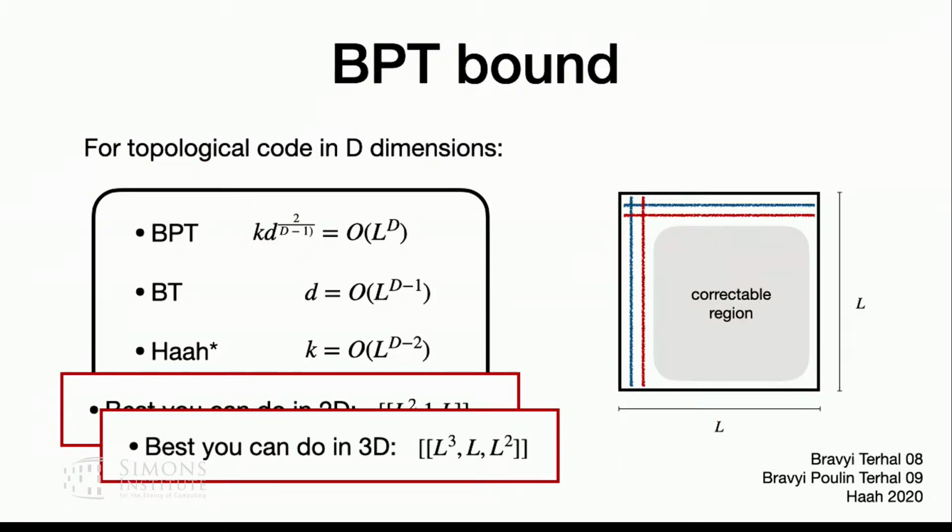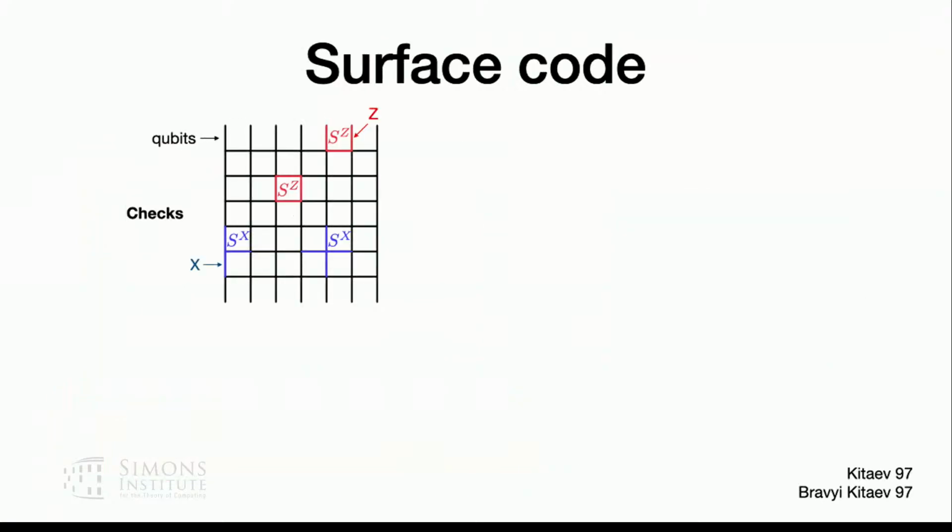But for the best you can do in 3 dimensions, you can now have a growing number of encoded qubits with system size and a slightly better scaling of the distance. Cool, so how do you do that? Well, I have to start by telling you a bit about the surface code. I'm going to consider the surface code with these kinds of boundary conditions.